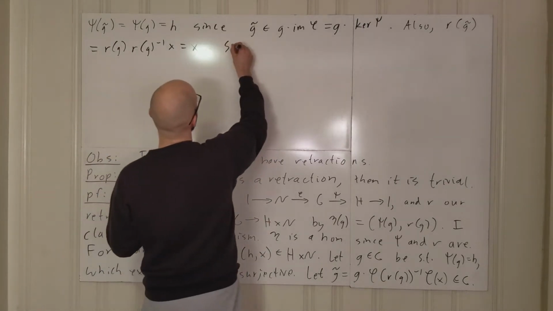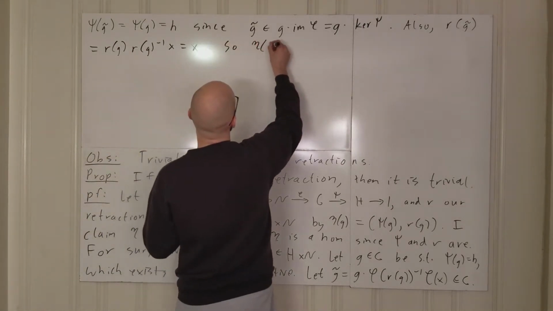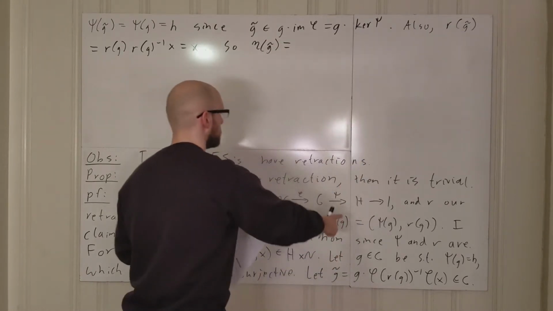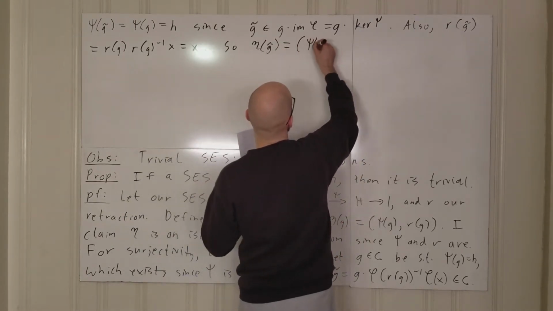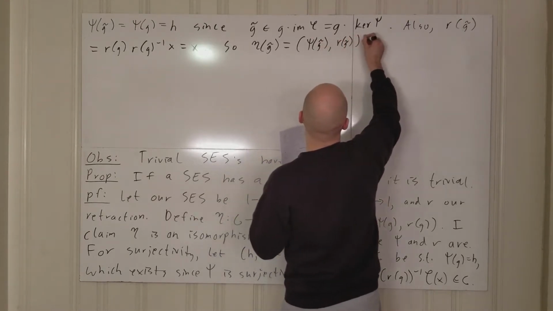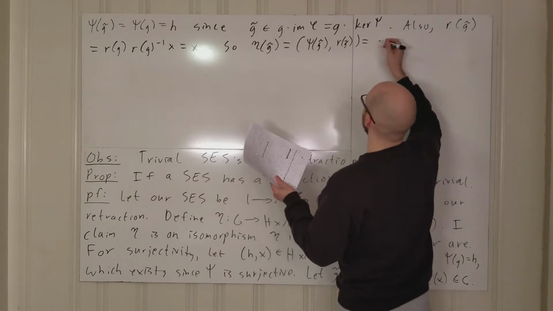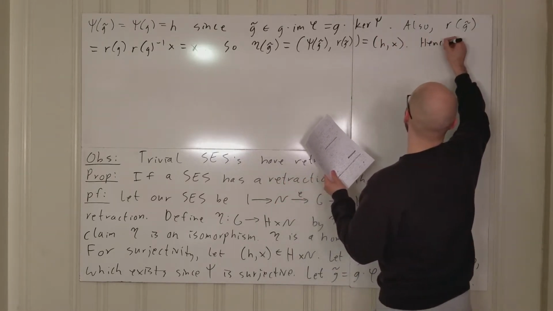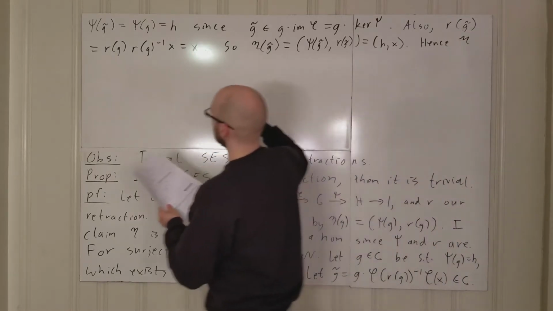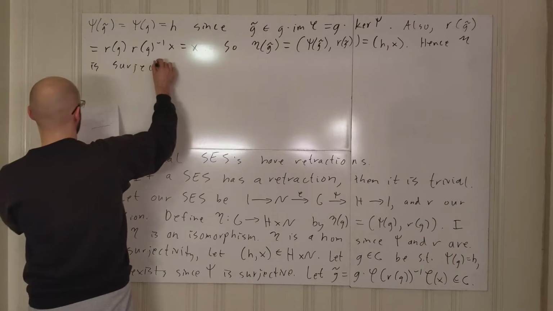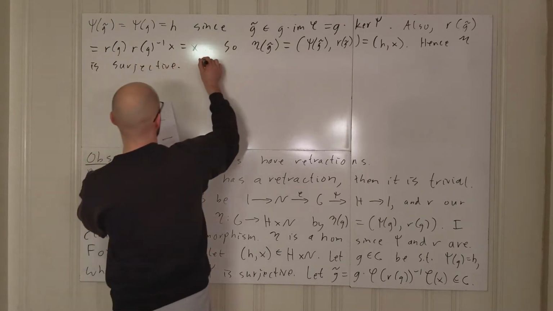So eta of g tilde is psi of g tilde and r of g tilde, which is what? That's exactly what we want, (h, x). So hence, eta is surjective. Oh man, I really gotta hurry up there.